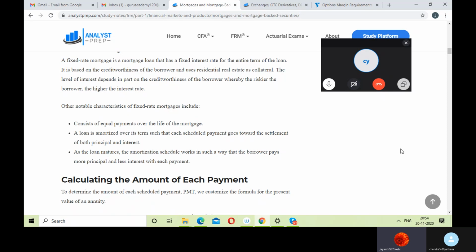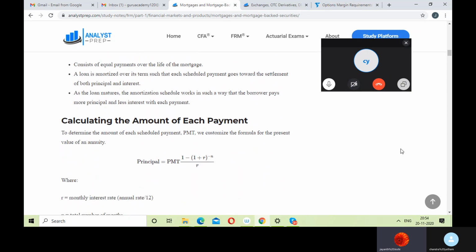A loan is amortized over its term. So slowly, steadily, as you make the payments, whenever you take a loan, in the beginning you pay a very high amount of interest and less principal, but as time passes your interest will be less and your principal will keep increasing. That is the setup they do. That is called amortization. So slowly, steadily your principal will be high and your interest will be less. Amortization of interest happens there.